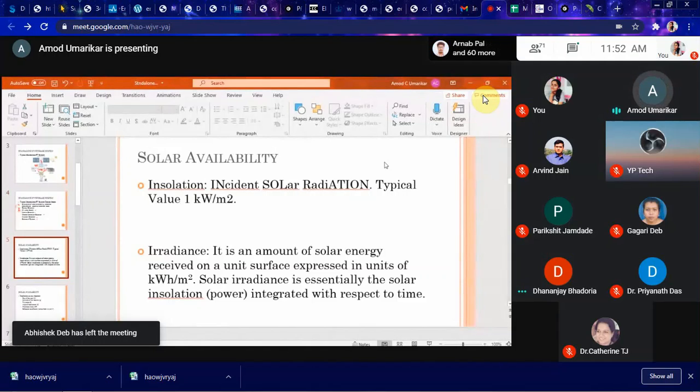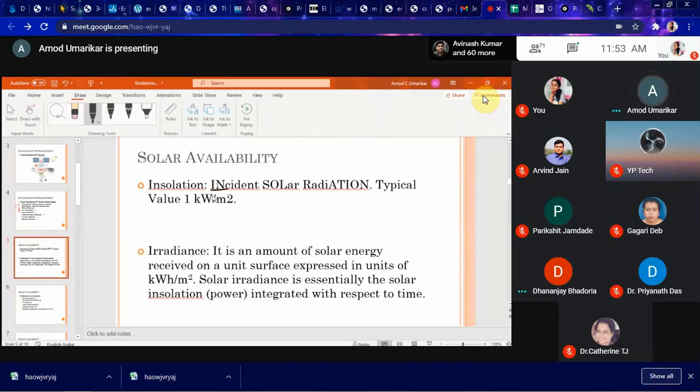So now, what is insolation? Insolation, the first step, is solar availability: whether solar power is available at that place or not. So what is insolation? Insolation is incident solar radiation. You can check this incident solar radiation, and it is called insolation.